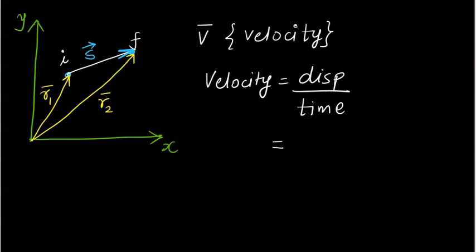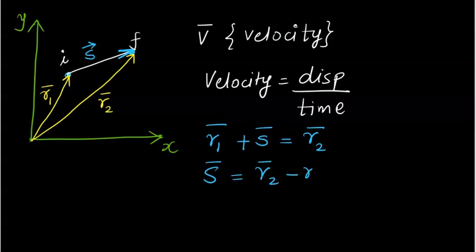Now s bar will be r2 bar minus r1 bar. If I apply the triangle law of vector addition over here, r1 bar plus s bar will be r2 bar. So s bar will be r2 bar minus r1 bar. So this is the displacement, and this displacement divided by the time will be the velocity. So the velocity over here can be written as v bar is equal to r2 bar minus r1 bar, that is the displacement, divided by time.